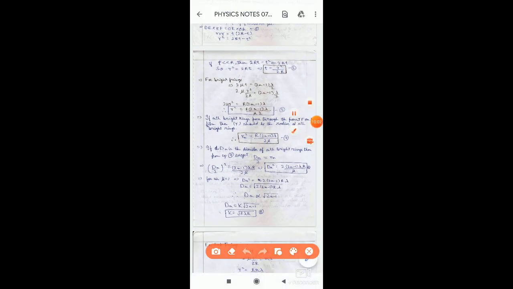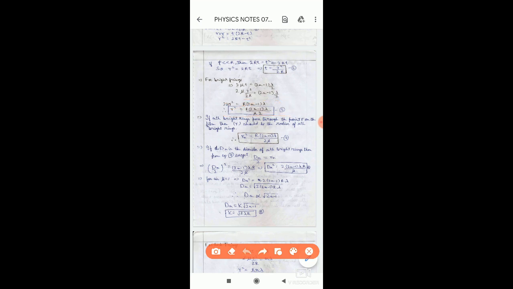Now apply the condition for bright fringe. So 2 mu t equals (2n minus 1) lambda by 2. Put the value of t here from equation 2. You get the value of radius: r square equals capital R into (2n minus 1) lambda upon 2 mu, equation number 3 here.